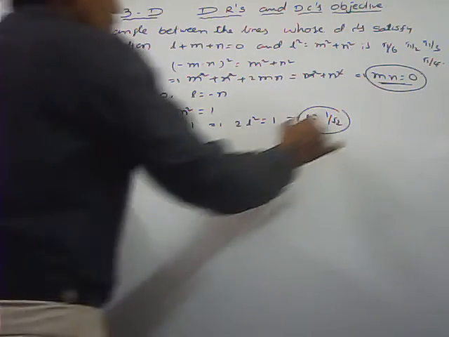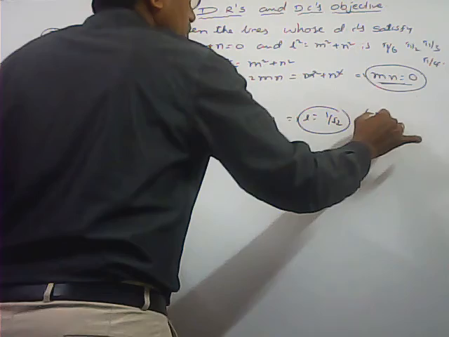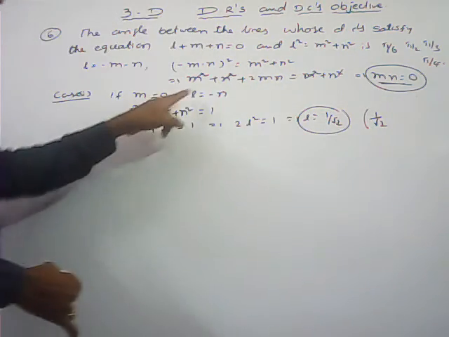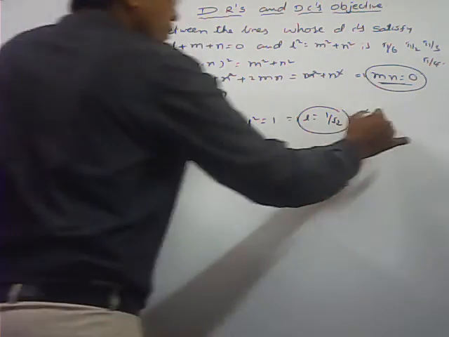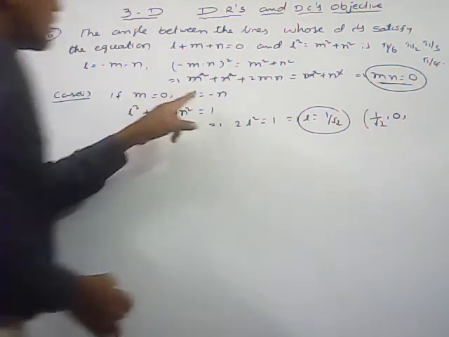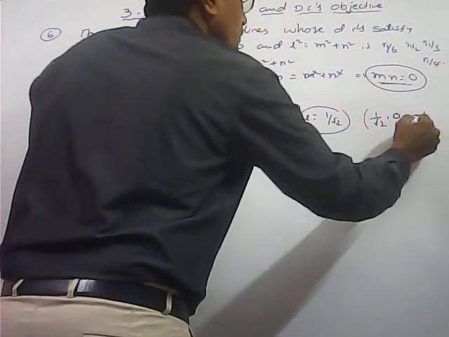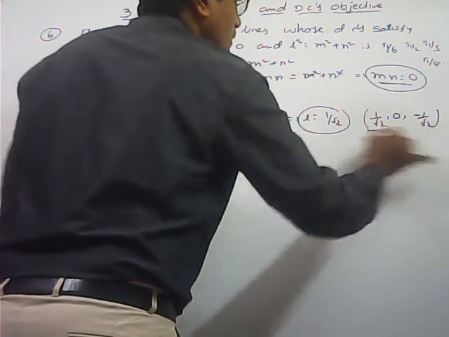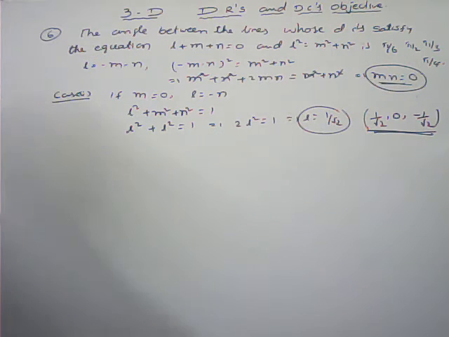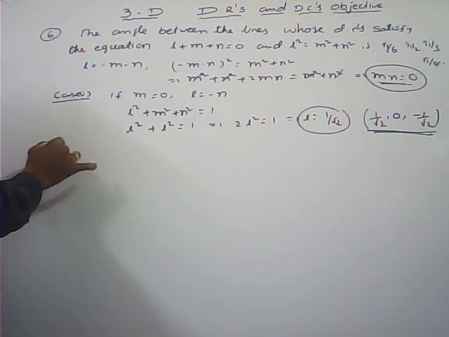Now if L is equal to 1 by root 2, M is equal to 0 which I have taken, and N value is minus L, minus 1 by root 2. So these are the DCs of the first line. What about case 2?